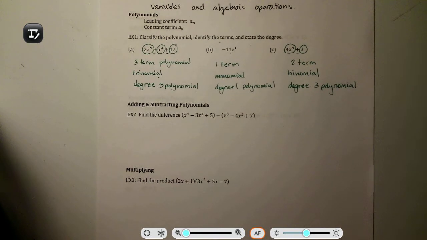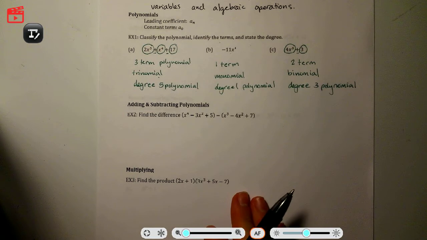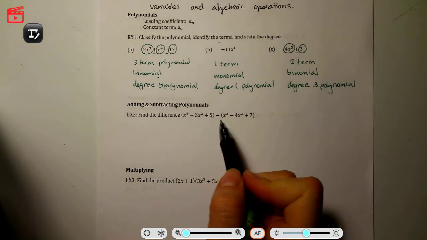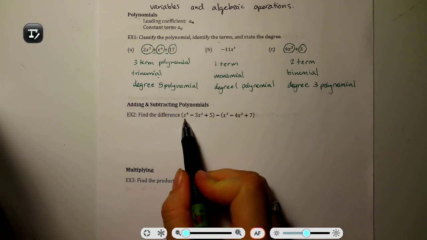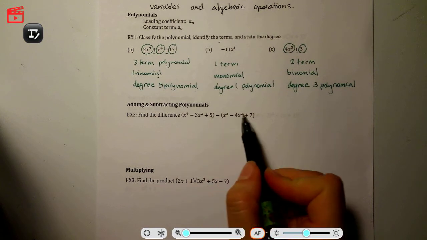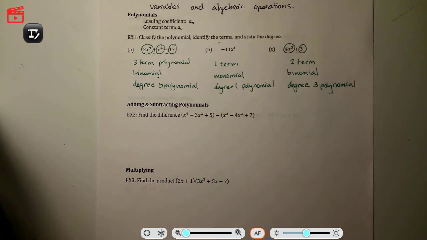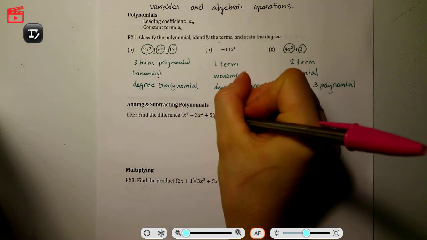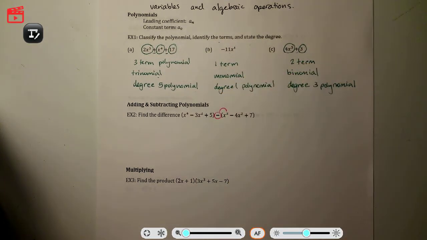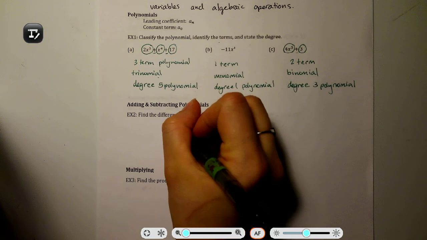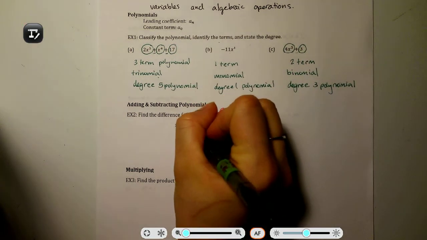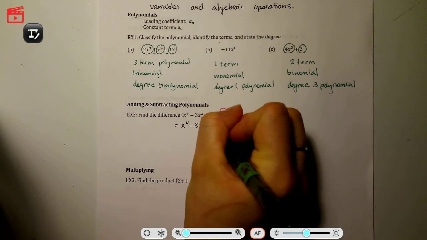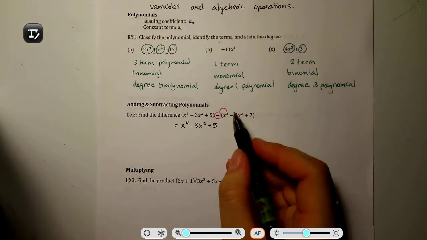All right, so here we go. Let's take a look at adding and subtracting polynomials. Okay, so let's see. We have this polynomial, and we're subtracting from it that one. So I'm going to go ahead and distribute that negative sign to get rid of the parentheses. So let me first rewrite the top terms. So x to the 4th minus 3x squared plus 5. And now we're distributing.